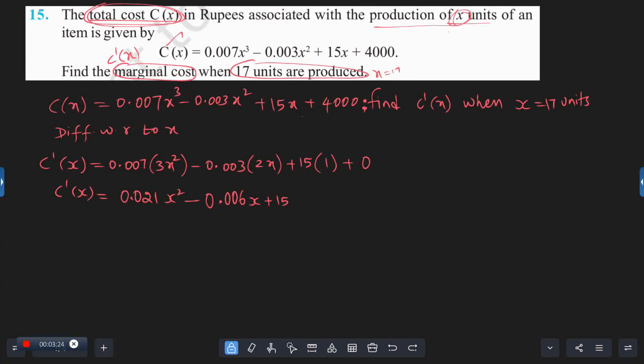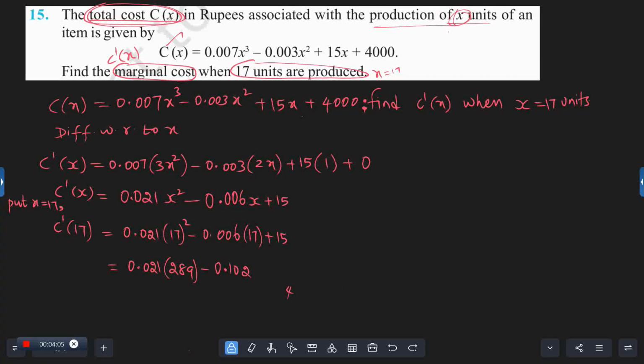But they ask to find when x equal to 17. So that marginal cost when x is equal to 17, put x value 17. X is equal to 17. When you substitute, what you will be getting? 0.021 into 17 square minus 0.06 into 17 plus 15. 17 square what? Okay, 289. So that 289 and 21 we have to multiply. 17 7 6 are 42, remaining 4, 1 6 are 6, 6 plus 4 is 10. After 3 digits, here you will be getting the point, plus 15.